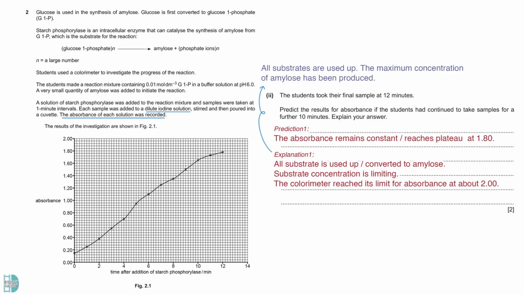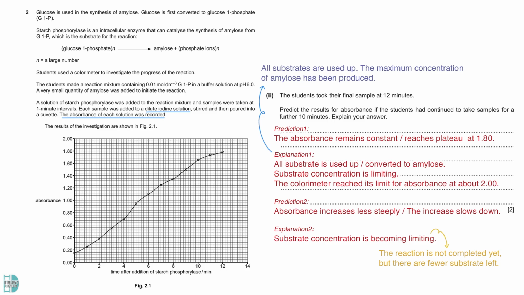The second possibility is that the absorbance continues to increase but less steeply, as the reaction is not completed yet. The increase slows down because most substrates have reacted. Even though the reaction is not complete, the substrate concentration has become limiting.